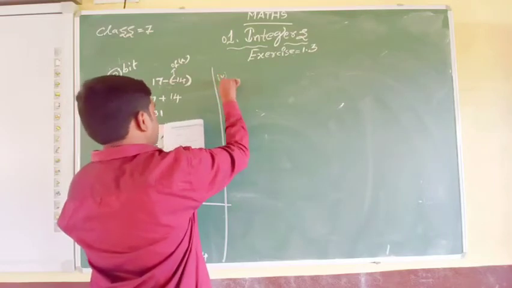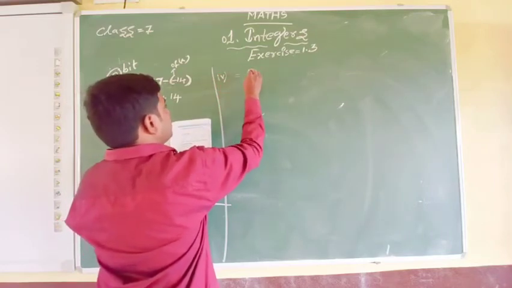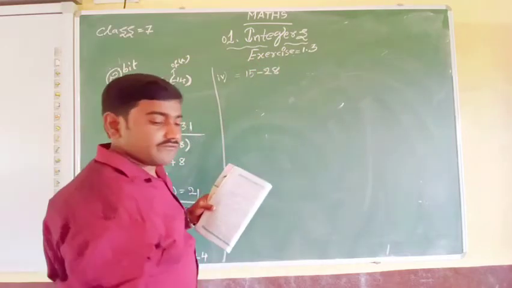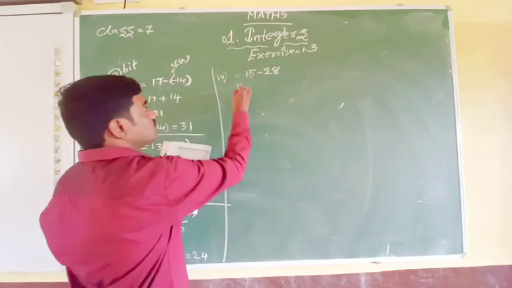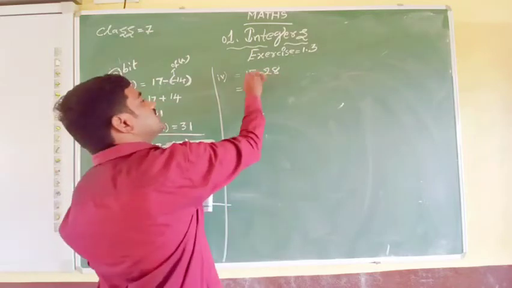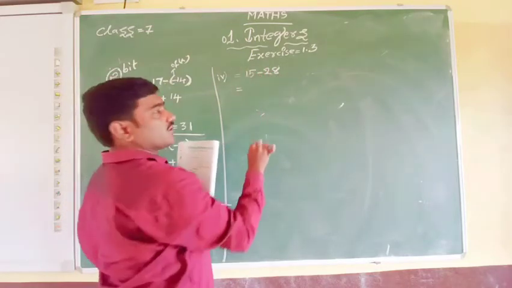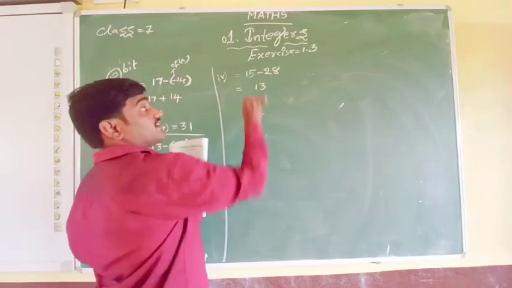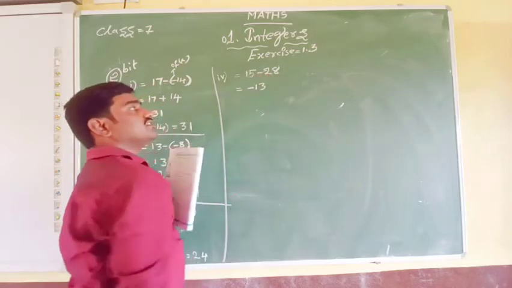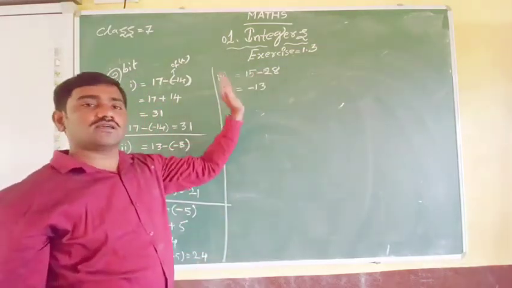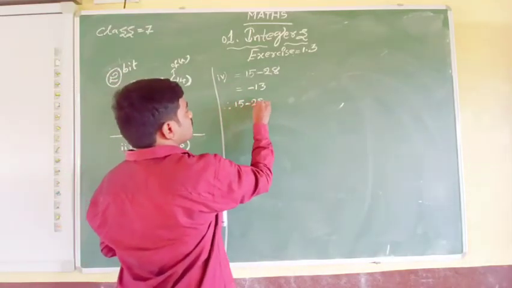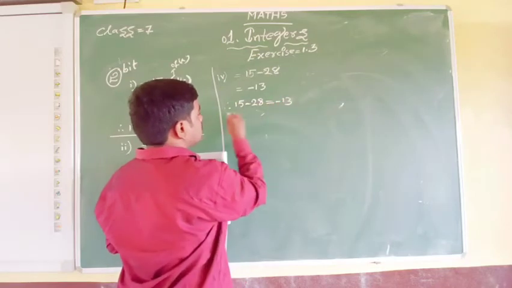So let's see the next one, the fourth one. 15 minus 28. What will you get? From 15 you subtract 28. It's not possible, no? So you do it in reverse: 28 minus 15 will give us 13. But we have to compare which is the greater number here, 28. So put the symbol, 28 is minus. In this way you can do it. If there is one positive and one negative number, subtract them. Then you get here 15 minus 28 equal to minus 13.